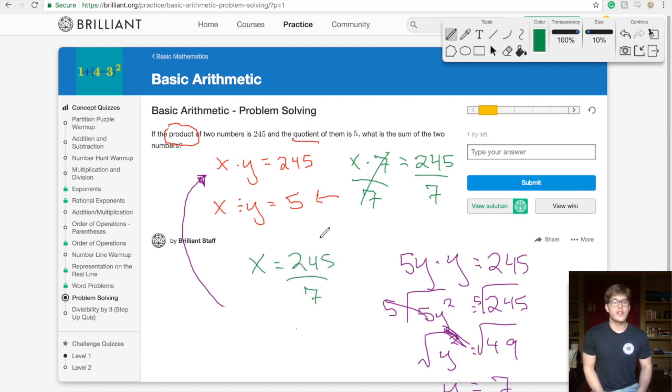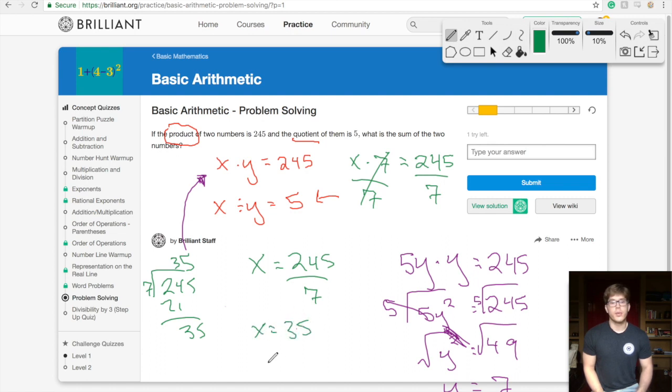And so let's divide this out and see what this value is. 245 divided by 7. 7 goes into 24 3 times. 7 times 3 is 21. Subtract, get 3, bring down our 5. 7 goes into 35 5 times. So our answer is x equals 35 and y equals 7.